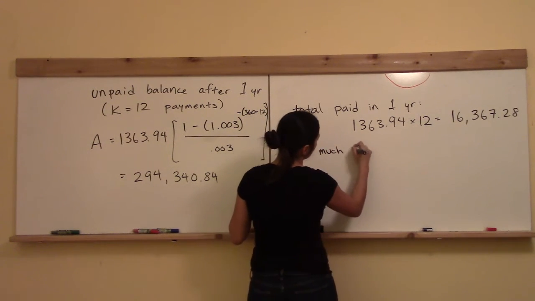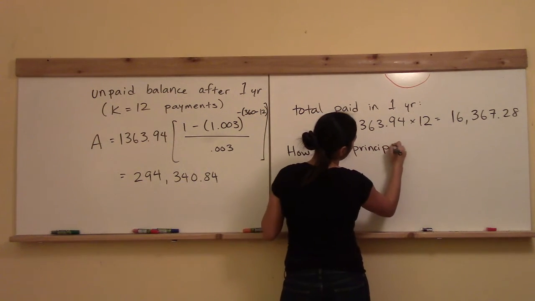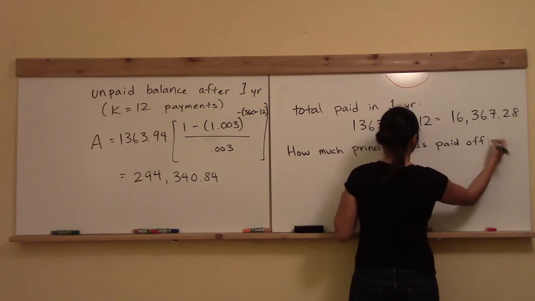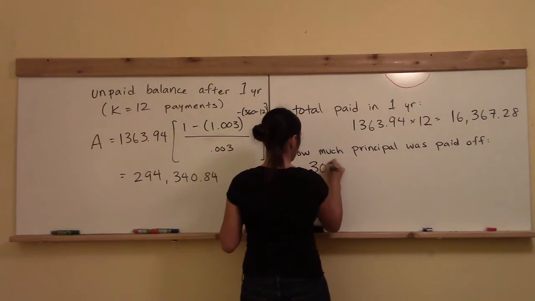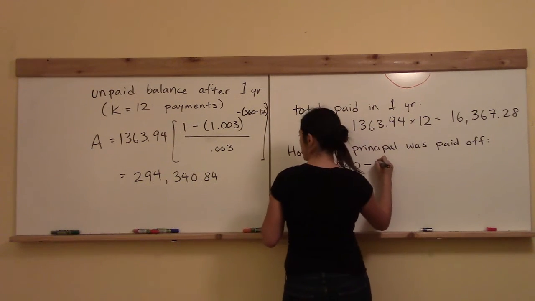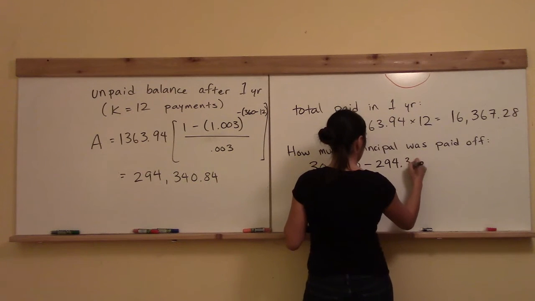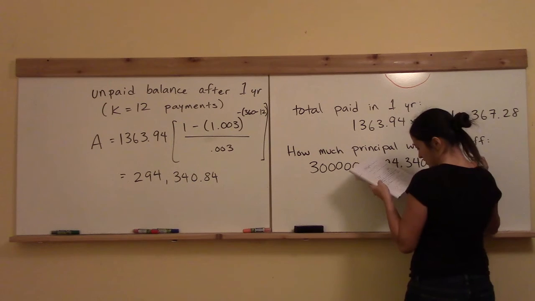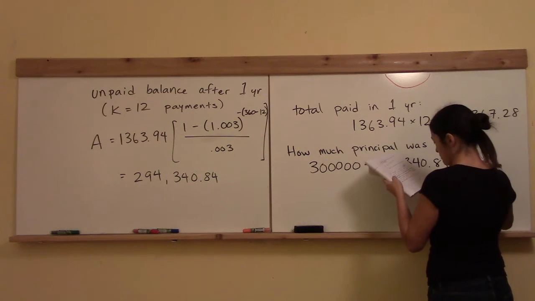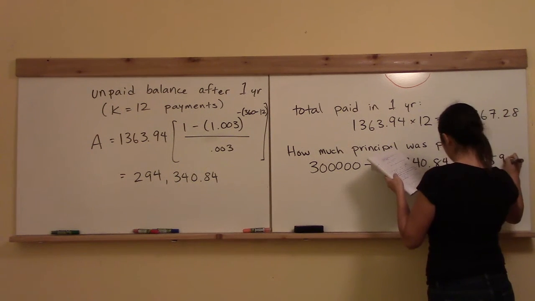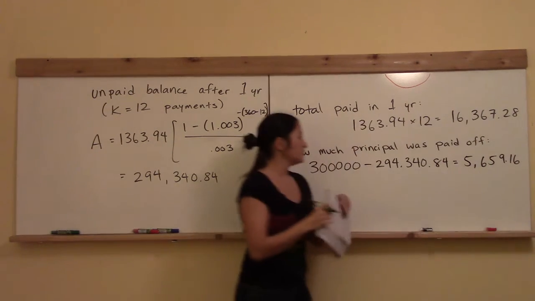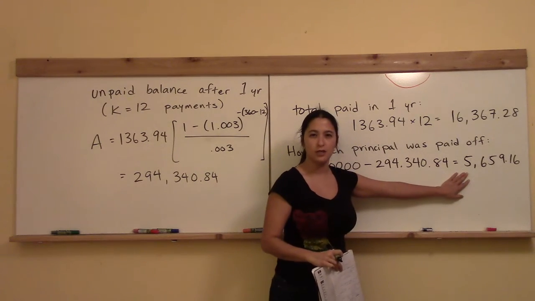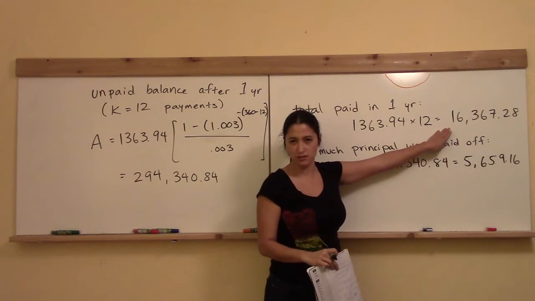First of all, let's see how much principal was paid off. Well, she started with a $300,000 loan, and now the unpaid balance after 1 year is that equation you see right there. So the amount that she actually paid off of her principal was $5,659.16. The amount that she paid off her principal was under $6,000, but she gave the bank $16,000.